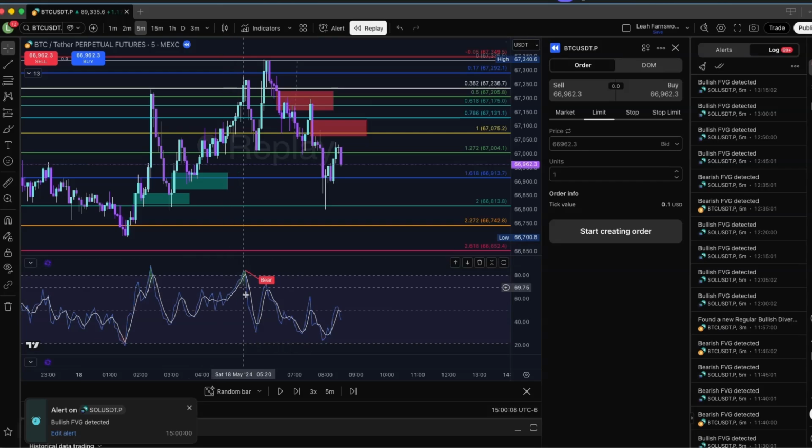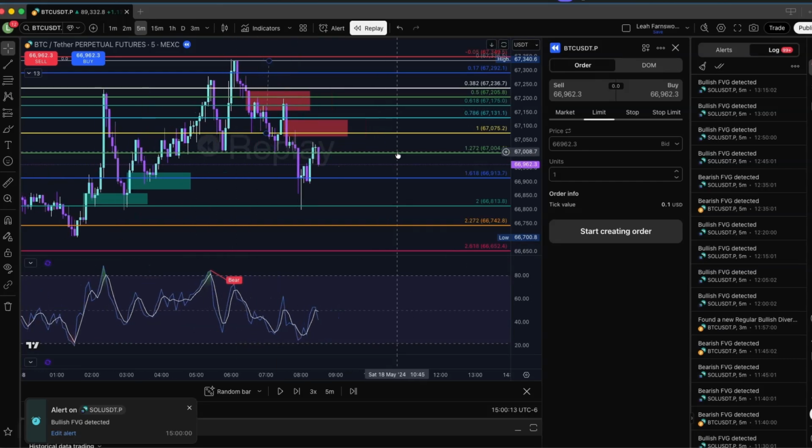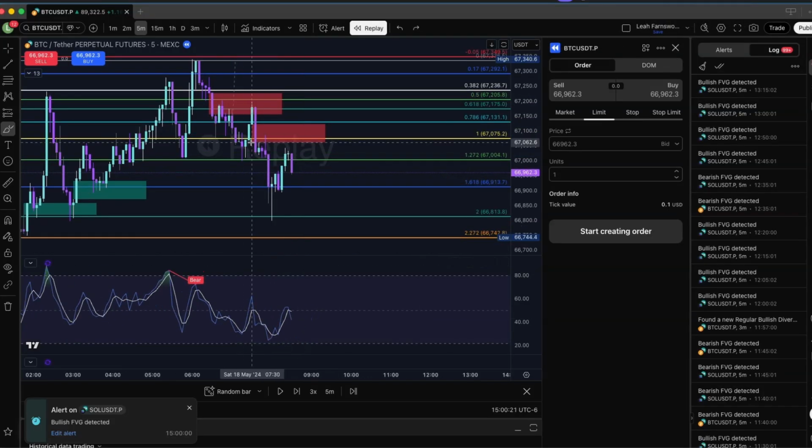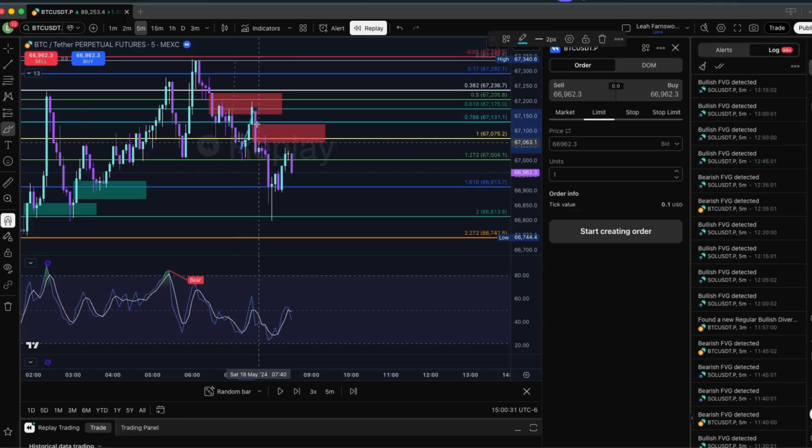A perfect little random bar replay example. And we came exactly down to our 1.272 here before shooting up again, right? We did have some 5-minute bullish fair value gaps through here, but what did we not have? We didn't have a 5-minute bullish divergence. So you can simply wait, right, for this to play out. You get your bearish fair value gap again.